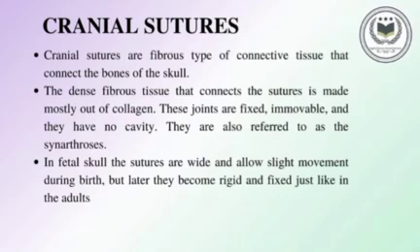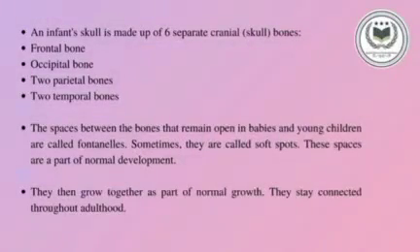The fibrous tissue that connects the sutures is mostly made up of collagen, and these joints are fixed, immovable, and they have no cavity. So they are referred to as synarthrosis. In the fetal skull, the sutures are wide and allow slight movement during birth, but later they become rigid and fixed, just like in adults. An infant skull is made up of 6 separate cranial or skull bones.